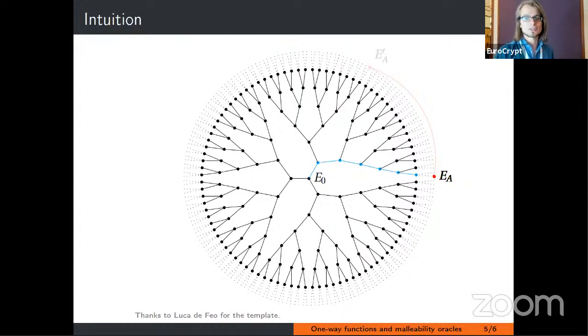Now an adversary just picks any other path that has the same length. The length of the path is known, say the pink one, that leads him or her to a curve EA prime. Then you can evaluate the group action on the curve EA prime just because you know the path to it. So that's easy. And you can evaluate the group action on the curve EA using the malleability oracle from the previous slide.